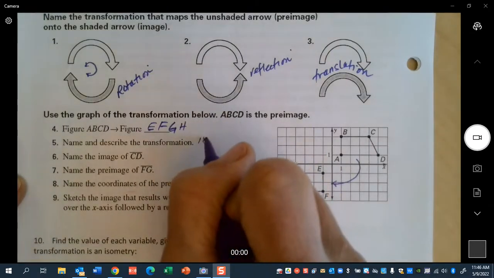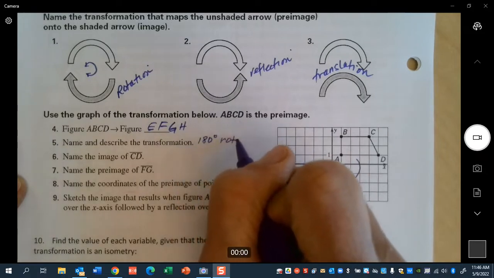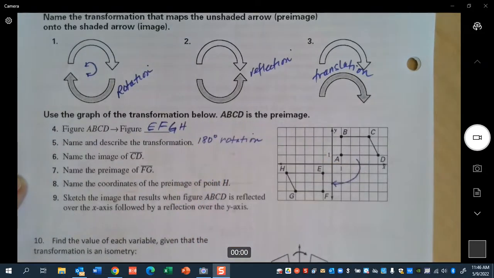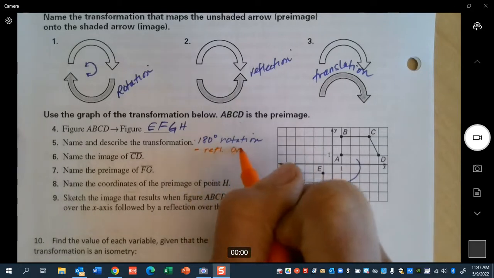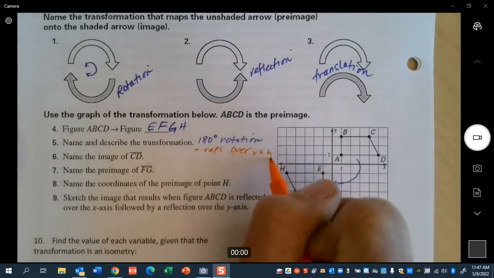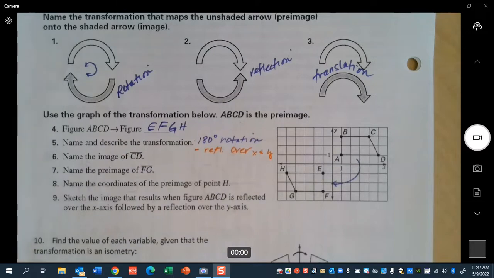So I said it was a 180-degree rotation around the origin. You have to add the 180 degrees every time? Typically it helps so you know how much the rotation was. So you let everybody know what the rotation was. If somebody else said it was a reflection over the X and Y axis, it would have worked out fine. In fact, we're going to talk about that at the end of the packet. That's called a composite transformation, where you combine two of them together.